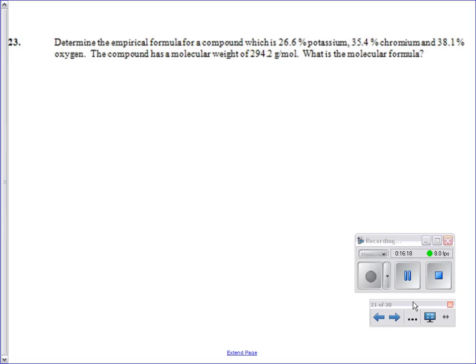But what about glucose? What's the formula for glucose? C6H12O6. That's how it exists. That's how glucose exists. But is that its empirical formula? No. What would the empirical formula for that be?